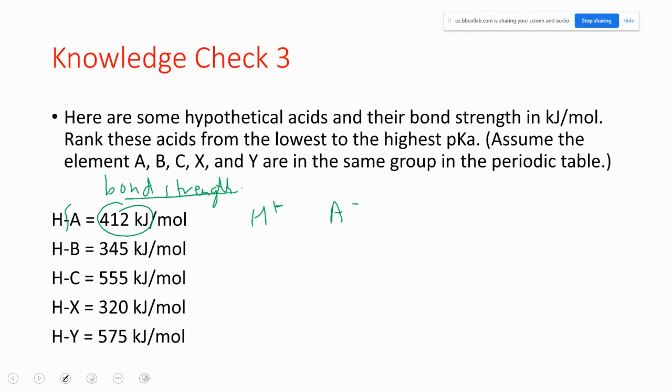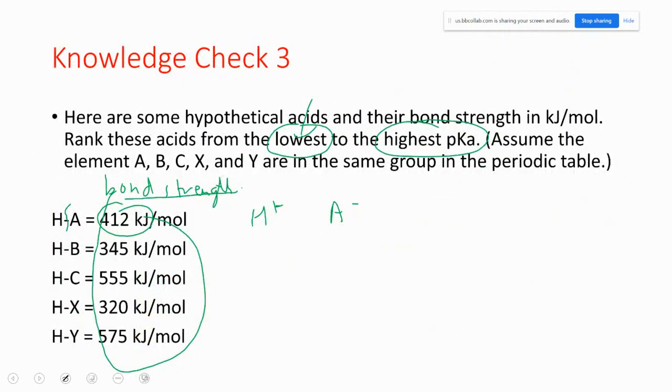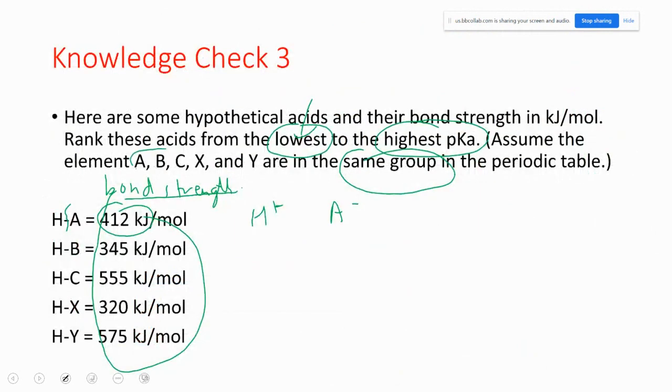And then I'm asking you to rank these acids, HA, HB, HC, HX, and HY, whose bond strength has been given to you, from the lowest to the highest pKa. That's it, right? Pretty similar to this concept. If you understood this concept, you should be able to answer this question. And just to make sure that you are comparing apples to apples, I have said to assume the elements A, B, C, X, and Y are in the same group, right? Because remember, in the example of fluorine, chlorine, bromine, and iodine, these elements were in the same group, group 7A, or halogen group. That's why I make sure that you realize that's an important part of this comparison.